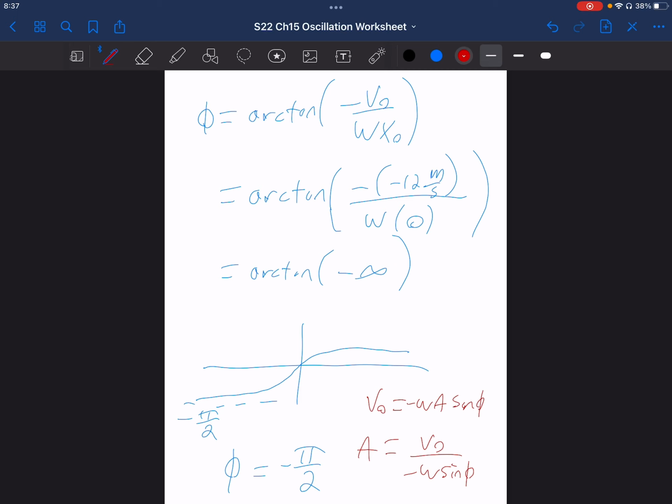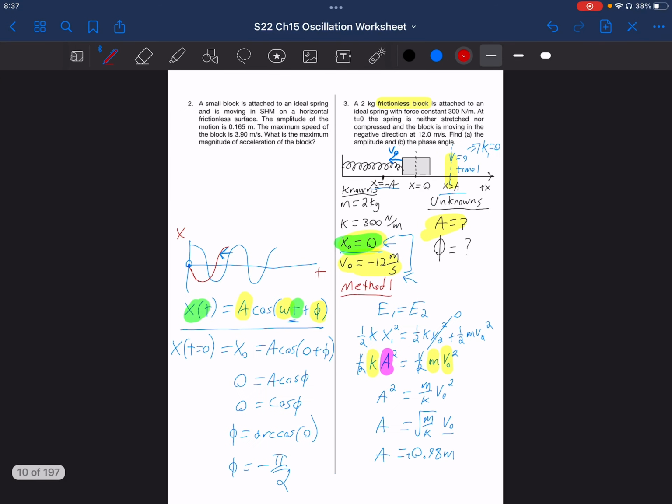So that's an equivalent and another way to solve this problem that should give you the same answer as we got with method 1, finding the amplitude to be 0.98 meters and finding the phase constant to be minus pi over 2. So with that, thank you, and this will be the end of this video.